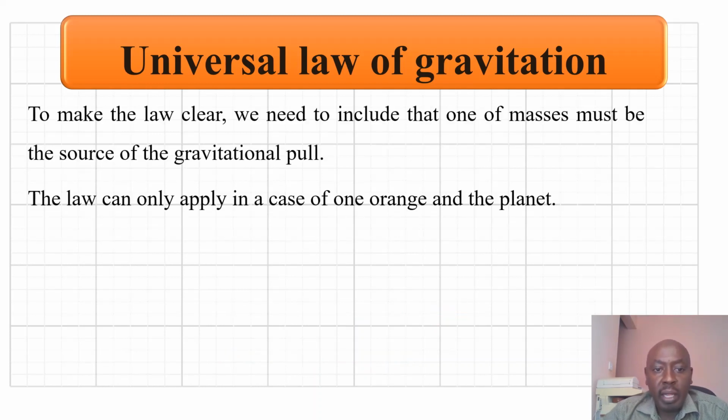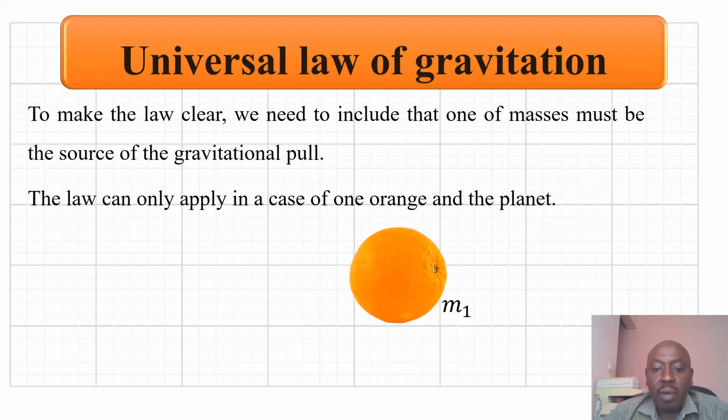Okay, to make the law very clear, we need to include that one of the masses must be the source of the gravitational pull, and therefore the law can only apply in a case of one object and the planet.